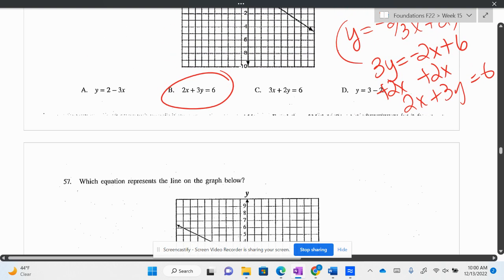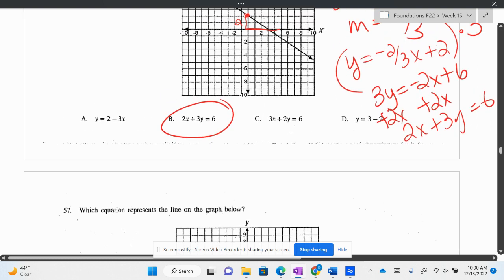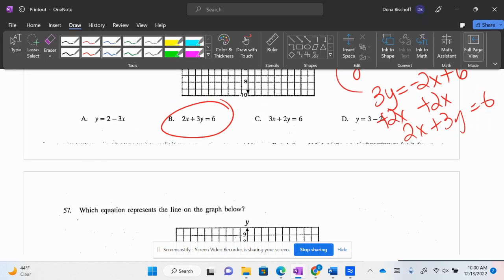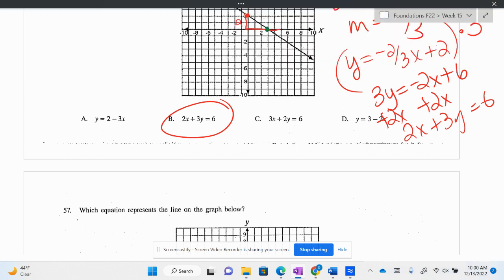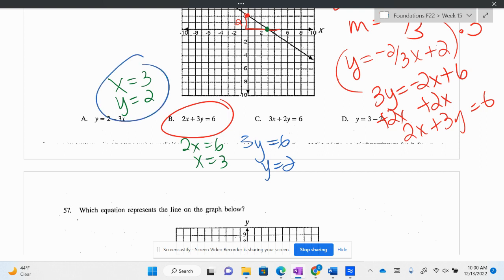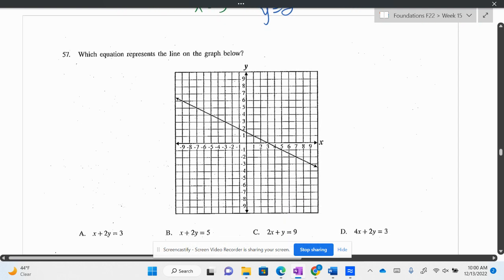You could also look at the equations and see where the graph crosses the y-axis. Remember that when you use the cover-up, this has an x-intercept of 3 and a y-intercept of 2. So if I cover up the y, 2x equals 6, which means x equals 3, and when I cover up the x, 3y equals 6, which means y equals 2. Okay, so you could have done that 2 ways.